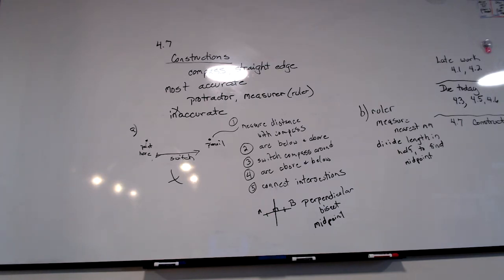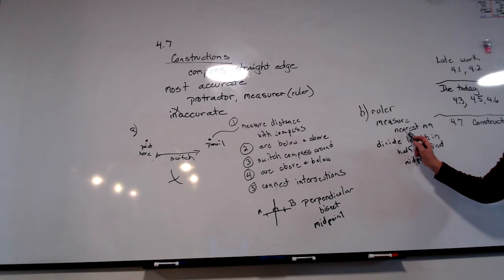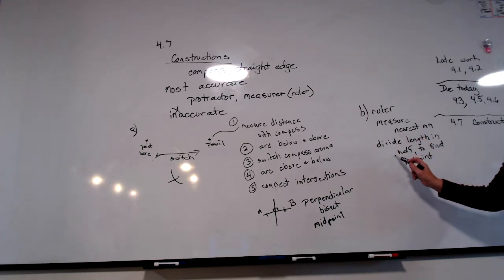Okay, so that's something we can do both ways. Again, this has more room for error because if you don't measure it accurately to the nearest millimeter and you cut it in half incorrectly, it won't be the same.